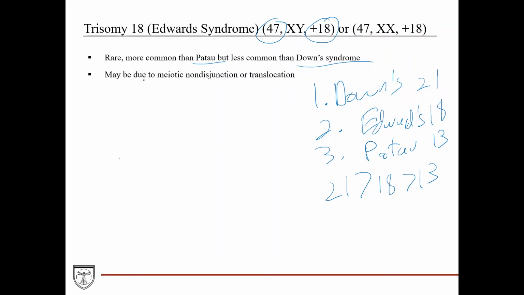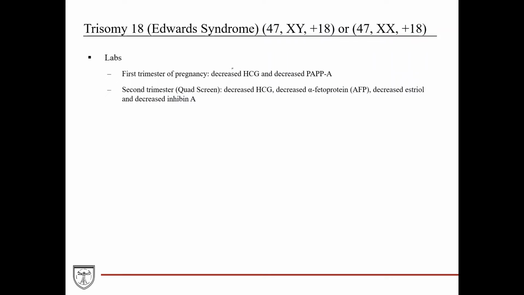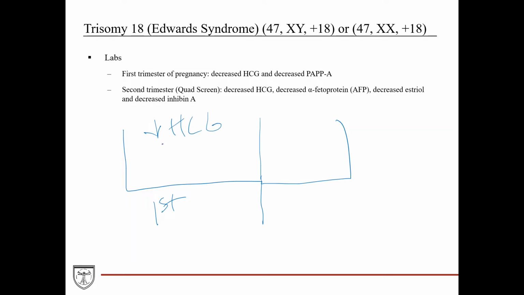Just like trisomy 13, this may be due to meiotic non-disjunction or translocation. So we explained that for the previous one. Same mechanism here. The labs are a little bit different here. So this one you've got to look into the second trimester. So you've got the first trimester here. Similar to trisomy 13, decreased HCG, decreased PAPP-A. So this is the same as 13.